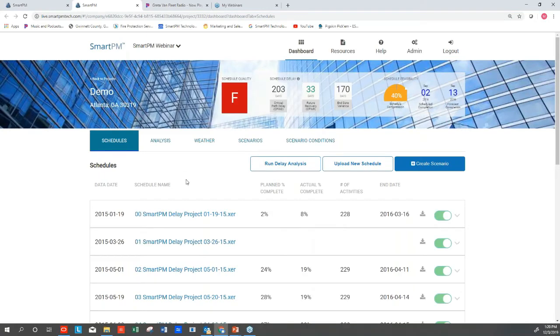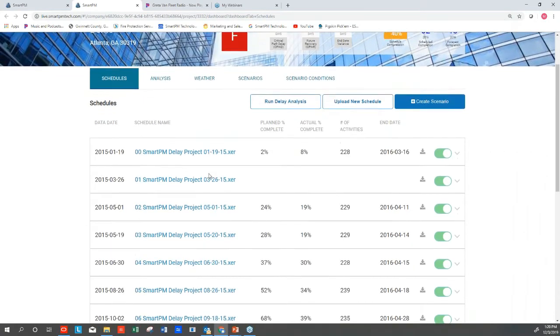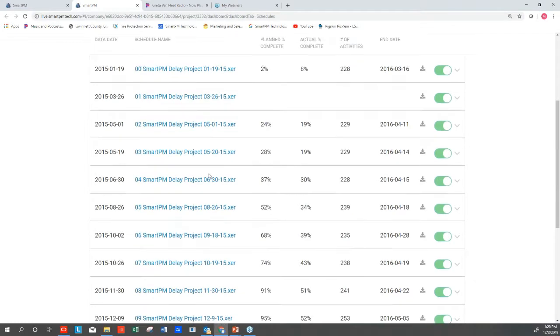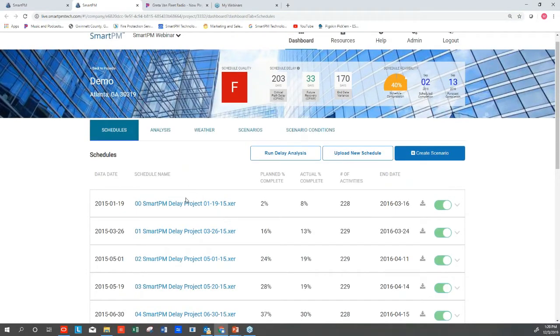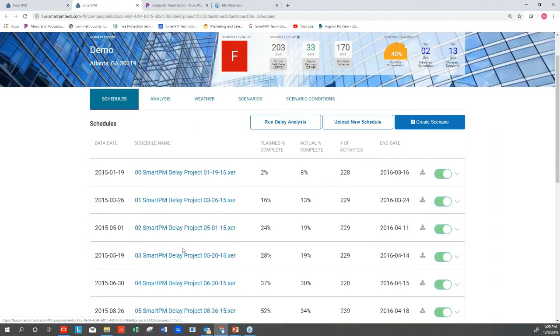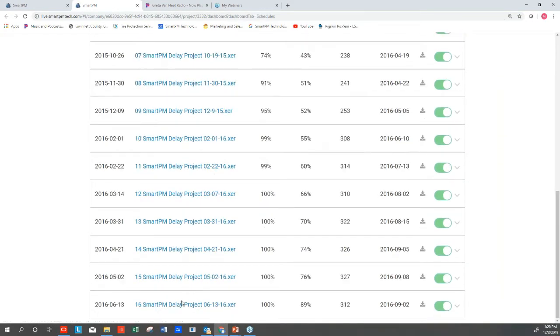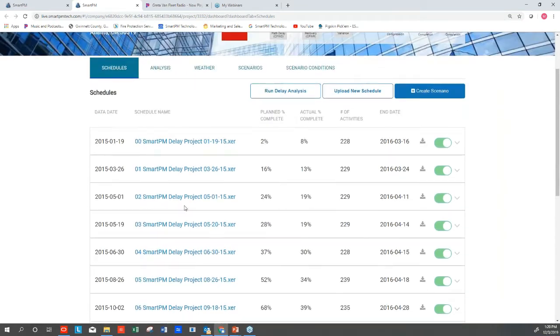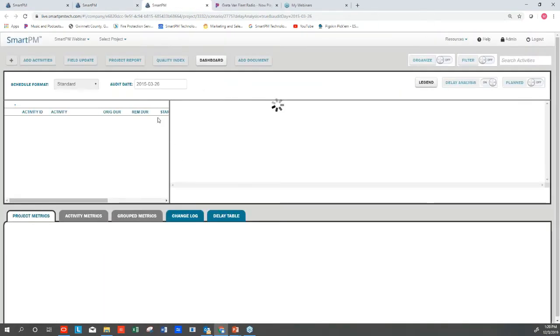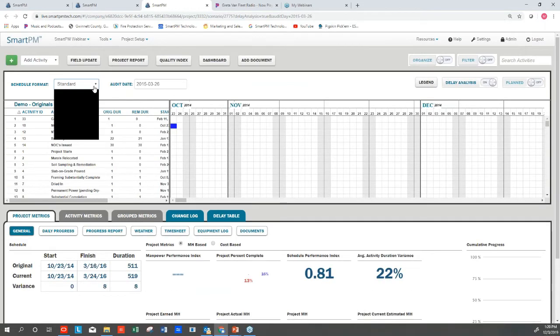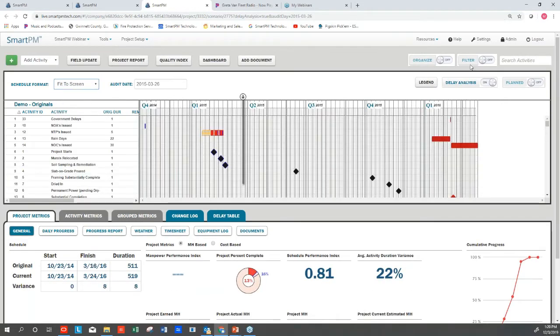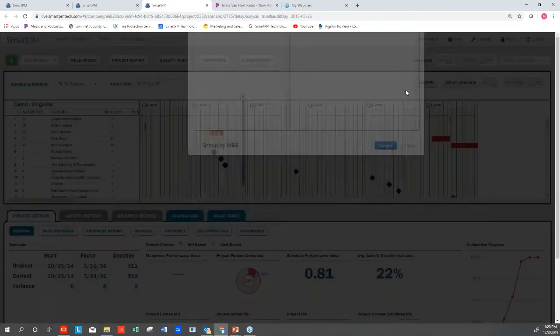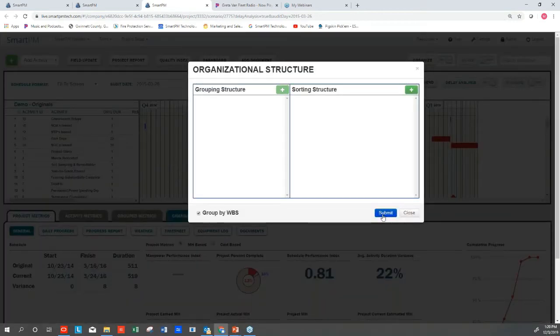What I'm going to now jump into is doing an analysis of the data from the beginning to the end. If I scroll down this page right here, you'll see that I have all my schedules laid out. Baseline, update 1, update 2, update 3, all the way through our update 16. I'm able to actually open these schedules up in this program. We have a CPM scheduling engine built in. We have the ability to open any schedule up, to organize it, and to filter it.